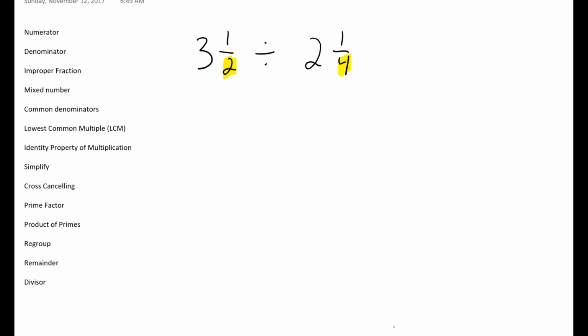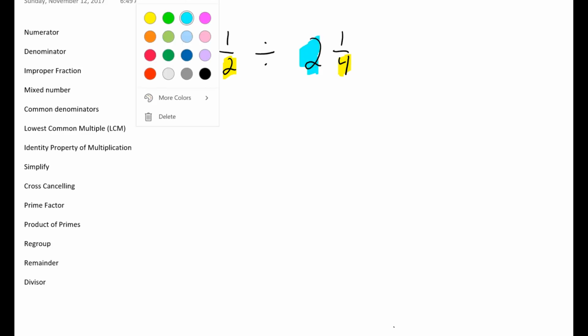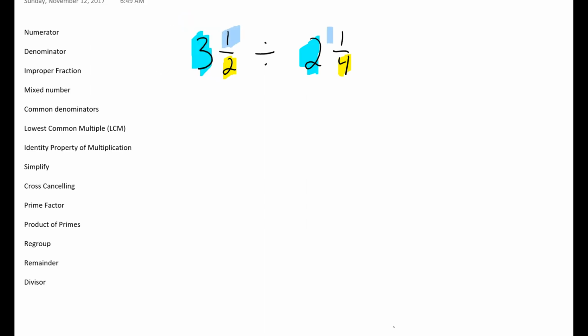Let's put it in a different color here. I'm going to multiply the denominators by the whole numbers, and then I'm going to add my numerators. So this one would look like 2, my denominator, times my whole number, plus my numerator, and then all over 2. And then I'm going to have the denominator 4 times my whole number plus my numerator, all over 4.